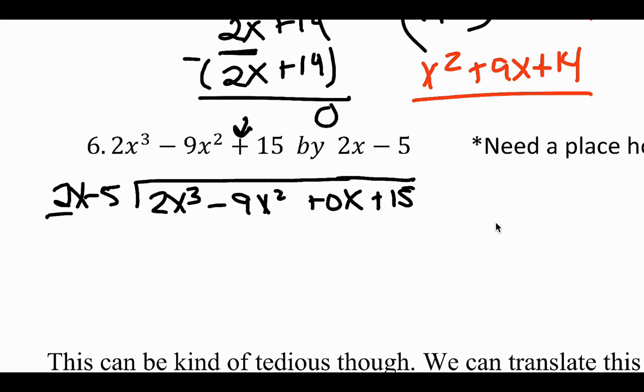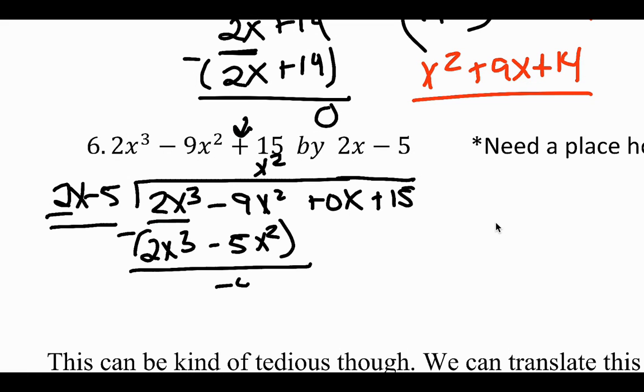How many times does 2x go into 2x cubed? x squared times. Multiply x squared by the whole thing. We're going to get 2x cubed minus 5x squared, and we subtract, getting negative 4x squared. And then I bring down my next term, which is my placeholder. How many times does 2x go into negative 4x squared? Well, it goes into it negative 2x times.